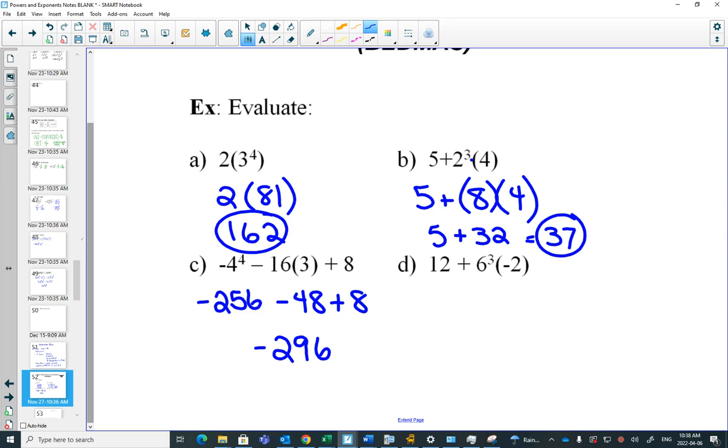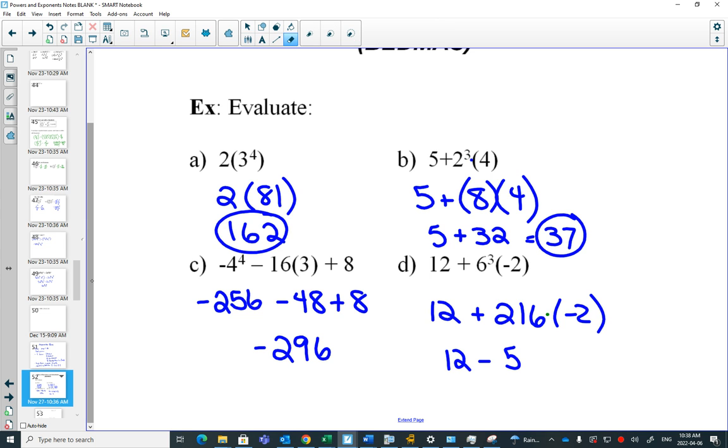Order of operations. We have brackets, but it's just holding a number. We have exponents. Okay, well, we can do that. 6 cubed is 216. Good. And now this is multiplying. I'd have to do this multiplication first. Negative times a positive will be negative. And then negative 420 in the end.